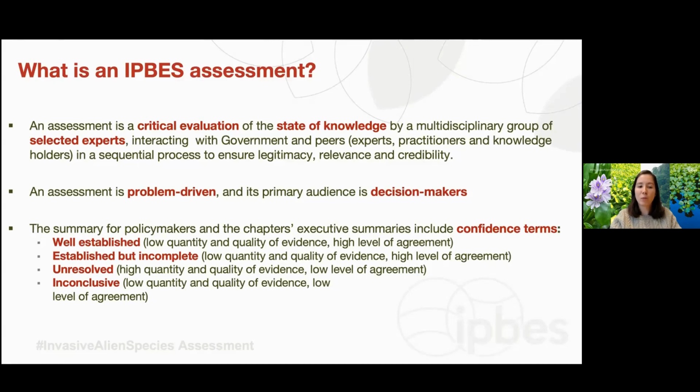And the main difference with a literature review is that a summary for policymakers and the chapter's executive summaries include confidence terms. They indicate the assessment of the experts in every statement of those documents. It goes from well-established to inconclusive based on the quantity and quality of the evidence and the level of agreement.